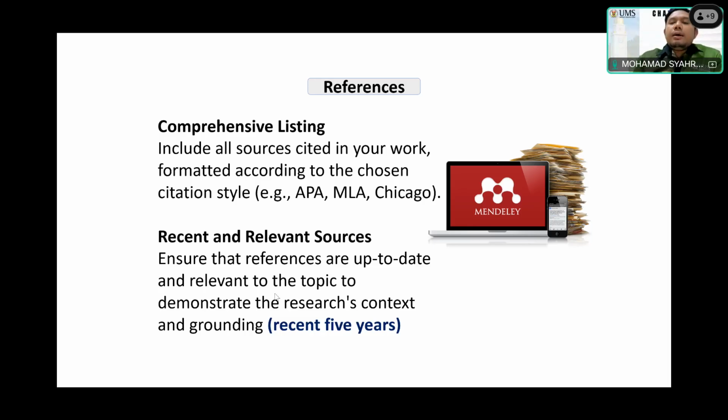Please try to cite papers from the recent 5 years, except for established books, for example a guidebook, which may be from the 80s or 90s, and that's still okay. But for research articles, please refer to the recent 5 years, and it ensures that the references are up to date and relevant to the topic.